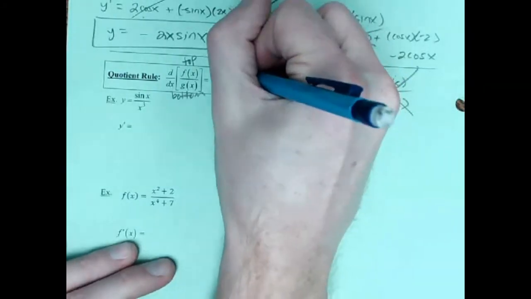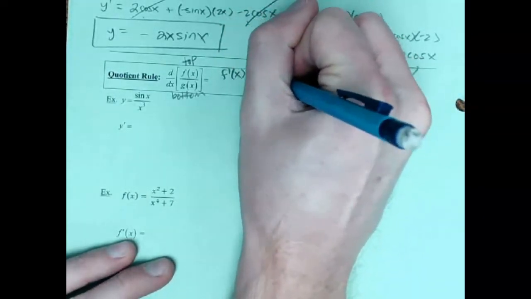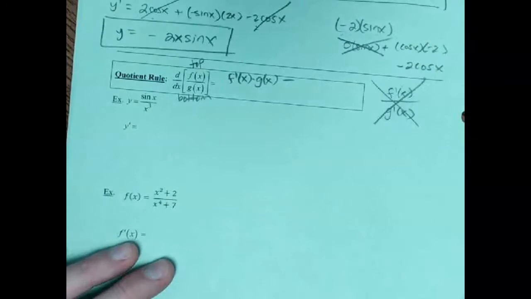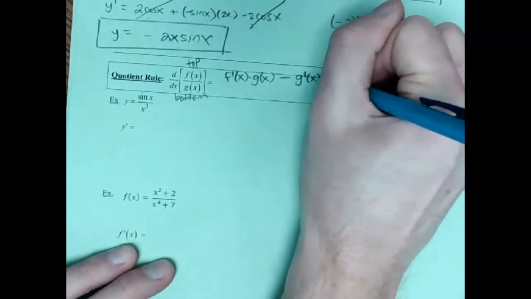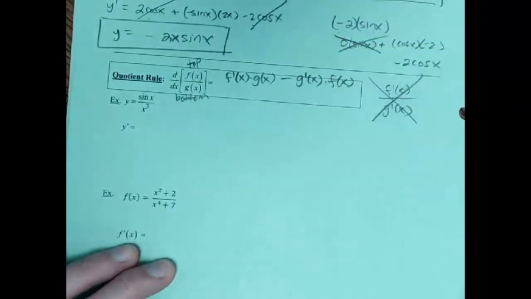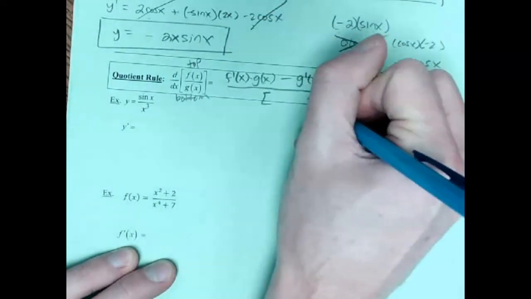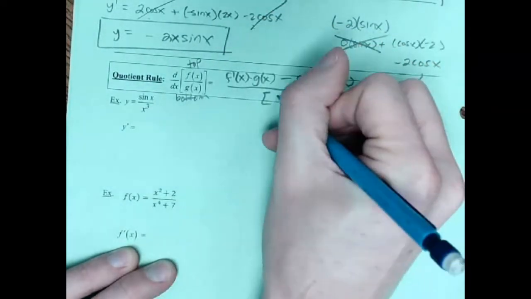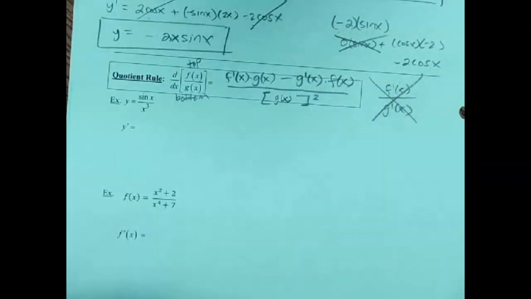Derivative of the top times the bottom minus, different than the product rule, minus derivative of the bottom times the top. Wish we were done, but we're not. Over the bottom, so whatever was there, squared. It's a really ugly rule, but that's one you're going to have to know.